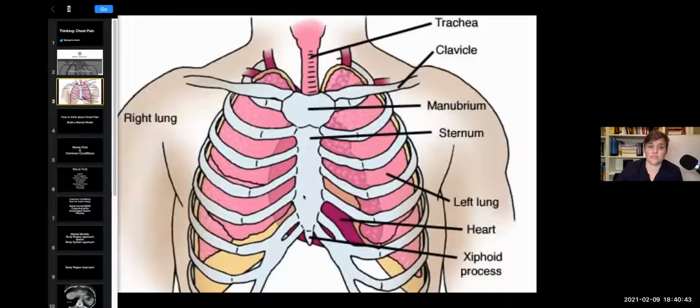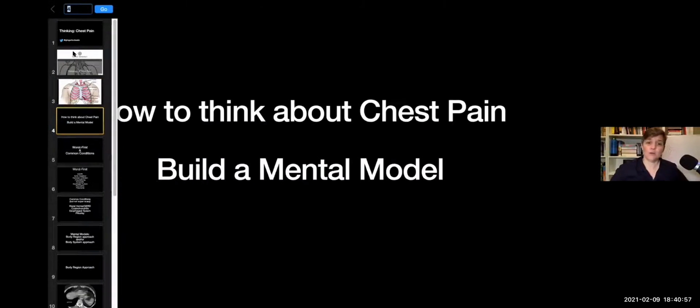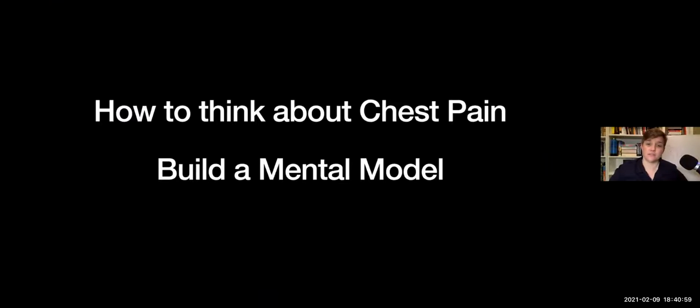So when we think of the chest, we've kind of been shown this picture, right? And we think major structures, big vital organs, the heart, the lungs, the aorta. And what I want to do in this lecture is really help you build what's called a mental model, right? A mental model is basically your ability to have a framework for how to guide your thinking.